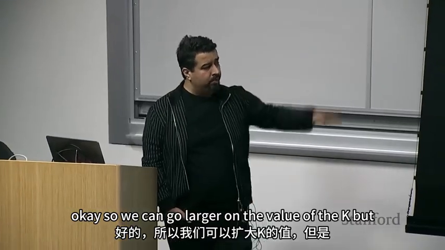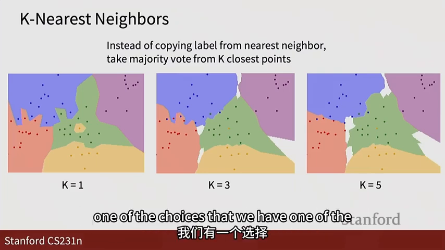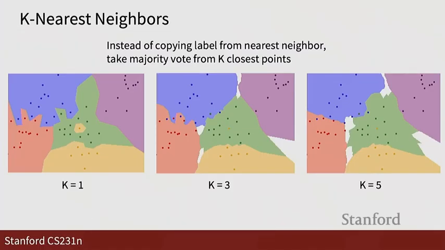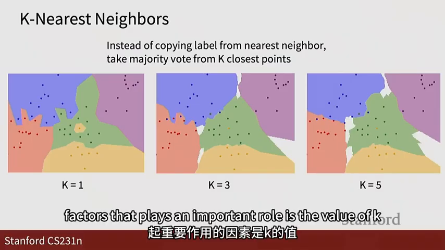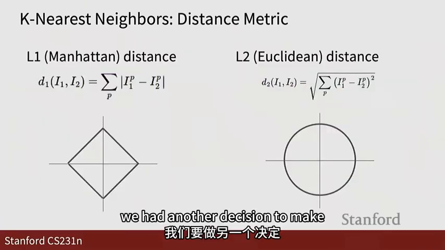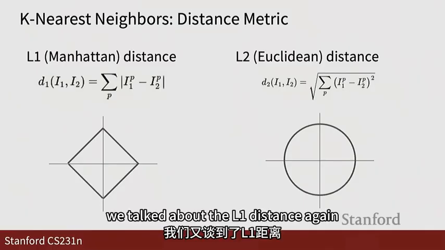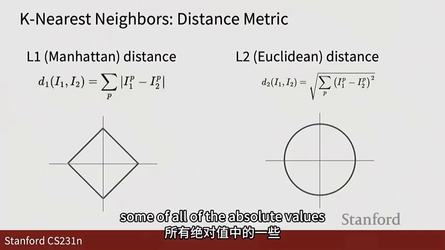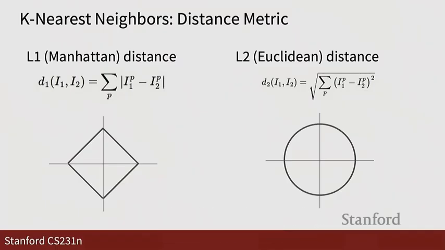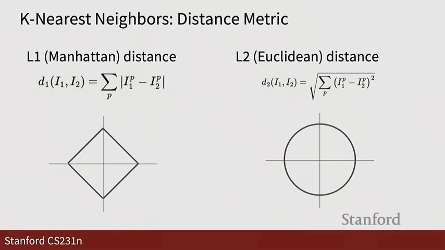Okay, so we can go larger on the value of k, and one of the factors that plays an important role is the value of k. But if you remember, we had another decision to make, which was the distance function. We talked about the L1 distance, again, the sum of all of the absolute values of pairwise differences of the pixels.